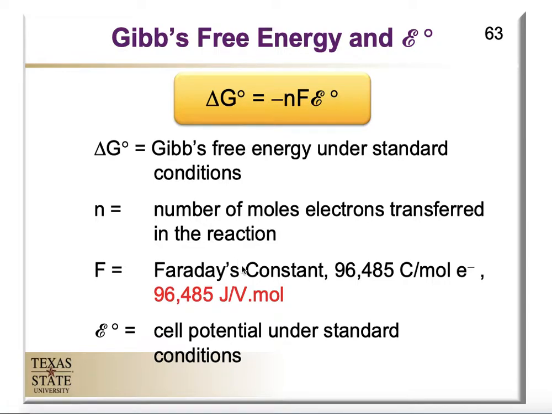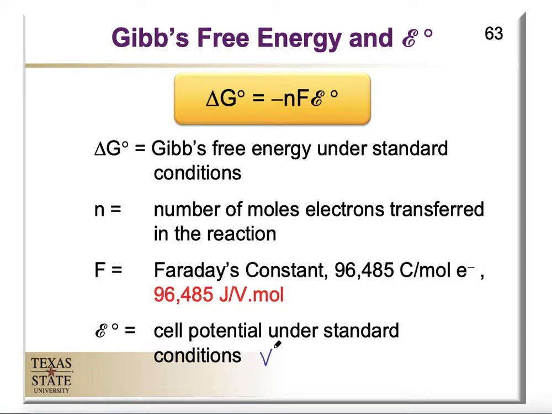F is Faraday's constant, which its value is 96,485, and it has two different sets of units. It could be coulombs per mole of electron or joules per volt mole. In this particular case, for this equation, it's in your best interest that you utilize the joules per volt mole so that the volts can cancel away with the volts from the cell potential, and you're going to end up with your Gibbs free energy in joules per mole. Now, E0, of course, is your cell potential under standard conditions, and its units are volts.